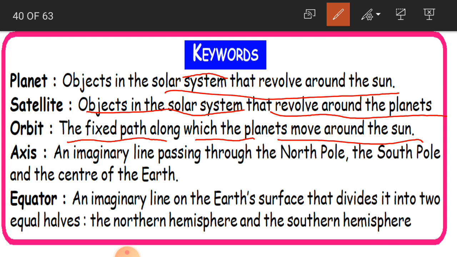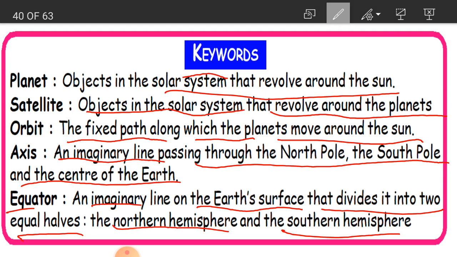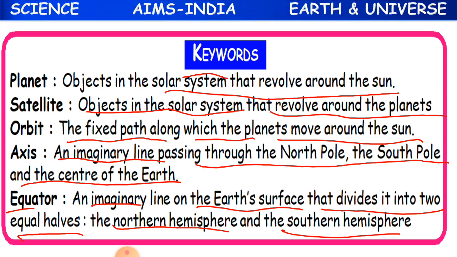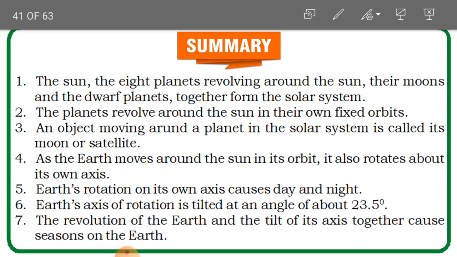An axis is an imaginary line passing through the north pole, the south pole, and the center of the earth. Okay, children? And now the equator. An imaginary line on the earth's surface that divides it into two equal halves, that is the northern hemisphere and the southern hemisphere. Clear, children? So these are the important keywords. You have to learn these words by heart so that you do not get confused and you remember the concept well.